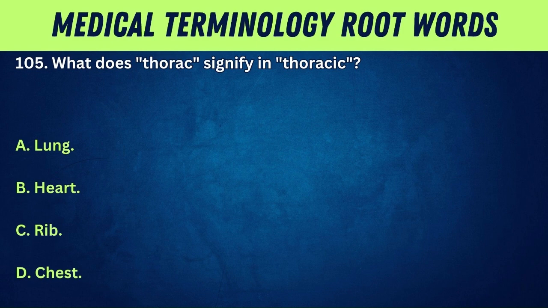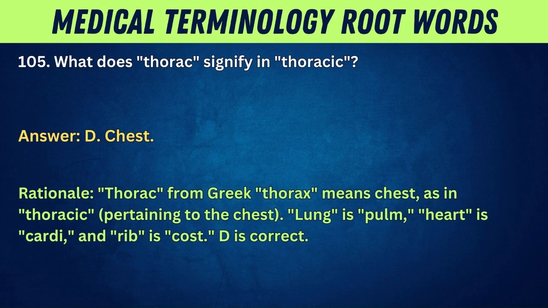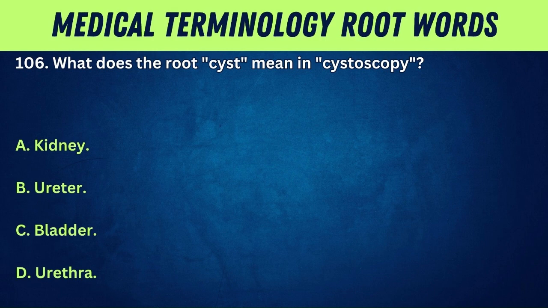105. What does thorax signify in thoracic? A. Lung. B. Heart. C. Rib. D. Chest. Answer: D. Chest. Rationale: thorax from Greek thorax means chest, as in thoracic, pertaining to the chest. Lung is pulm, heart is cardi, and rib is cost. D is correct.